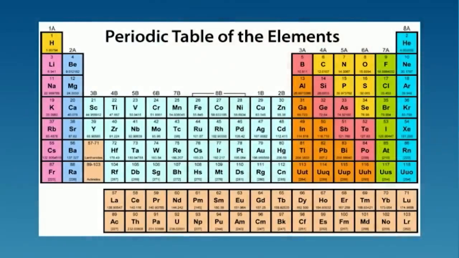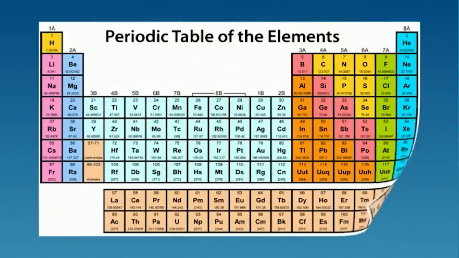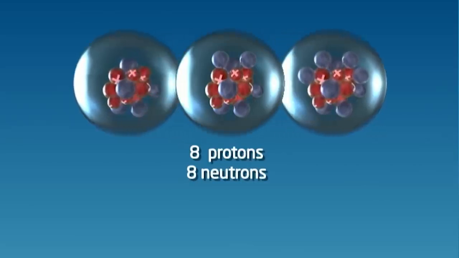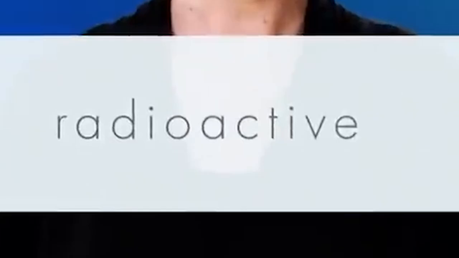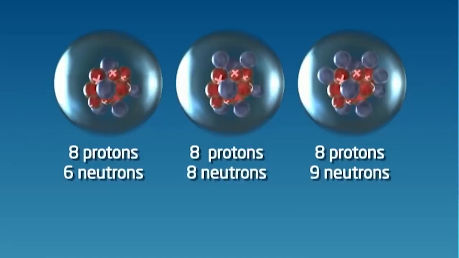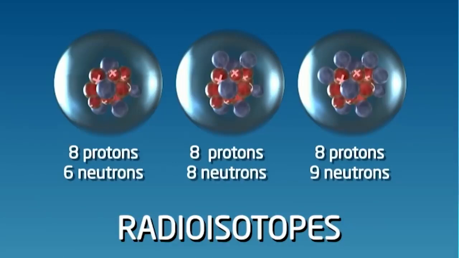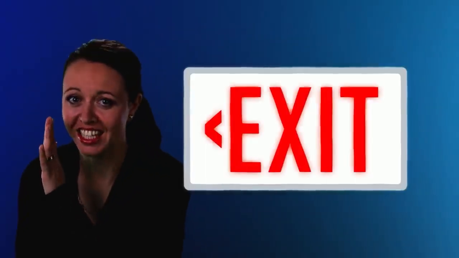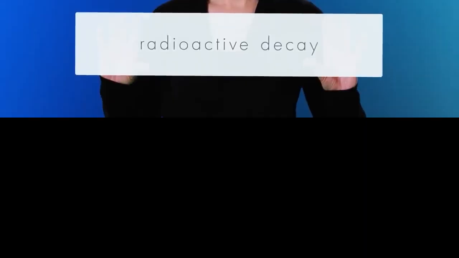Now, every element in the periodic table has a specific number of protons and neutrons. But sometimes an atom will have too many or too few neutrons. When this happens, it becomes unstable or radioactive. An unstable atom is called a radioisotope. For example, 2 extra neutrons in a hydrogen atom creates the radioisotope tritium. That's the stuff that helps make exit lights glow in the dark.